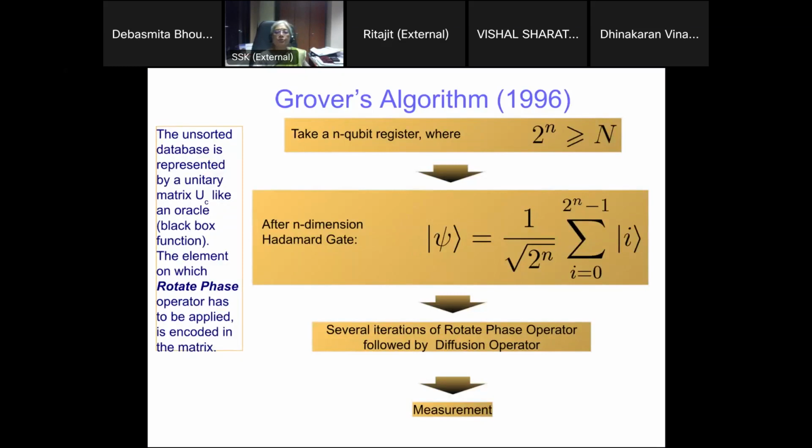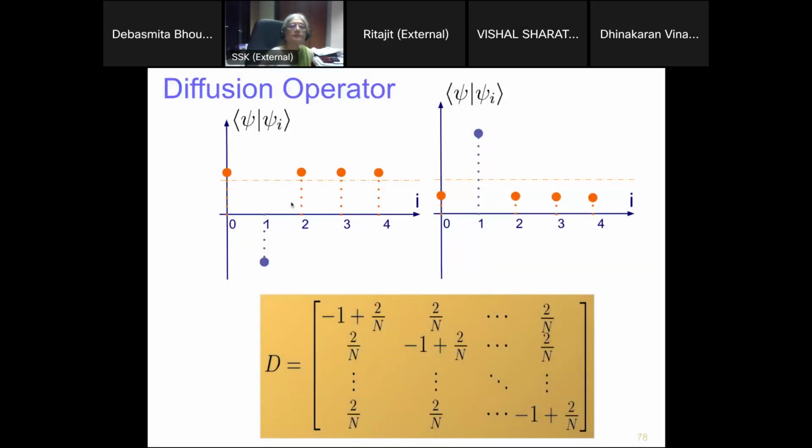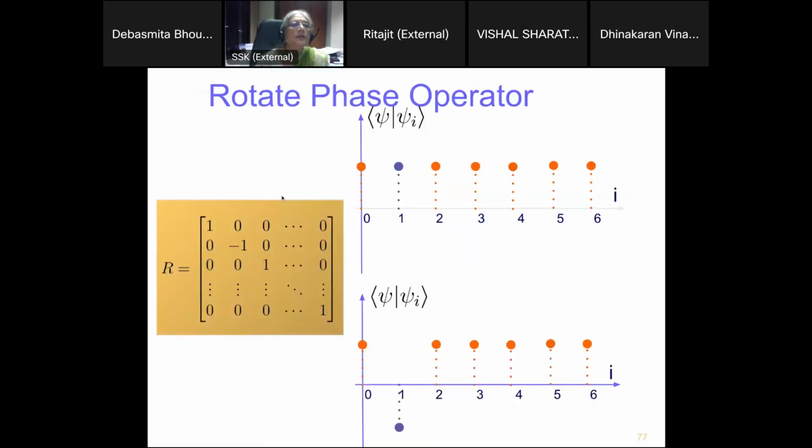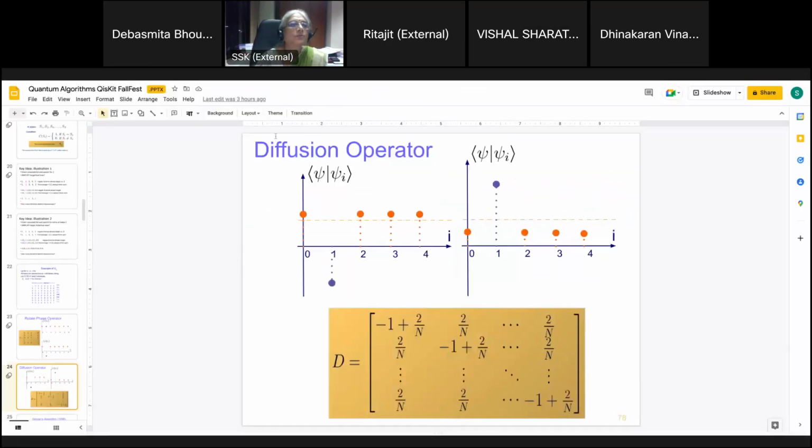So we can show that what we have over here is first the unitary function, and then these two iterations.